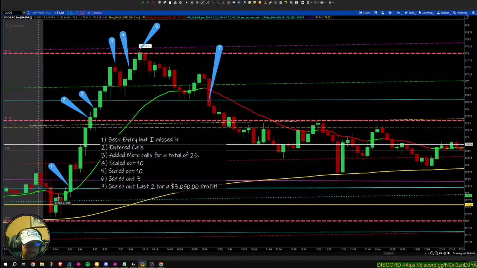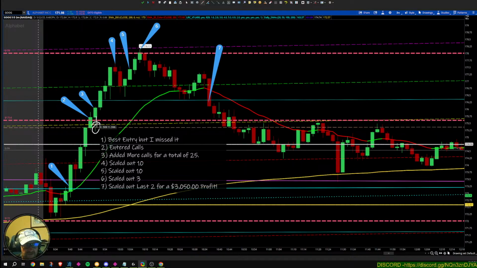This was a big move. Could have made a lot of profit here. I got in late at the 2 level right here. I did get in. I think I entered five calls early, and then I entered 20 more when I noticed that it did this.